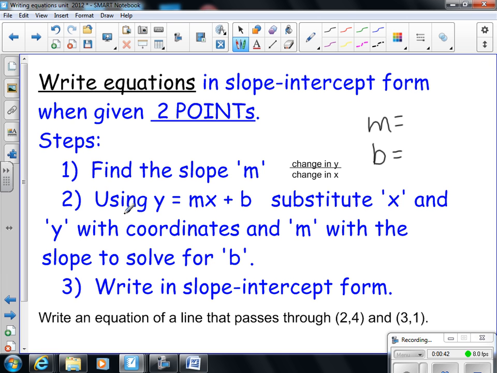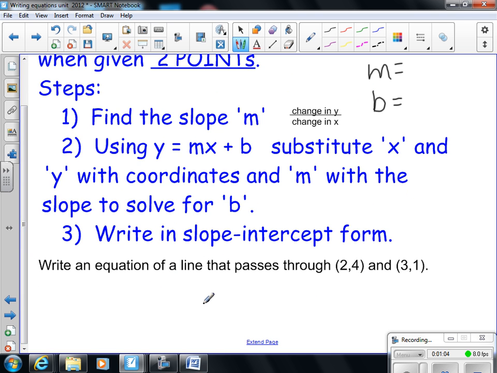We're going to find out what our y-intercept is by plugging in the ordered pairs from one of the points. And it doesn't matter which one you choose. We're going to plug in the x-coordinate and the y-coordinate, as well as the slope, which you just calculated, to find out what the y-intercept is. And then the last step is to write it in slope-intercept form. Let's give this a try with an example.